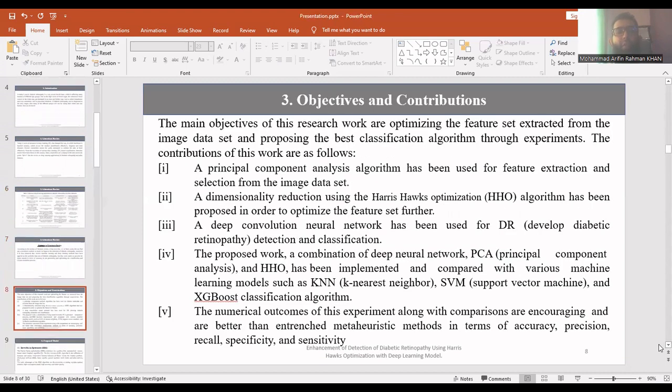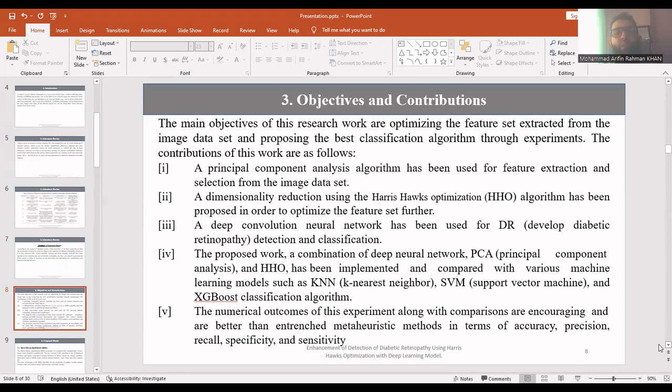Objectives and contributions. The main objectives of this research work are optimizing the feature set extracted from the image dataset and proposing the best classification algorithm through experiments. The contributions of this work are as follows. 1. A principal component analysis algorithm has been used for feature extraction and selection from the image dataset. 2. A dimensionality reduction using the Harris-Hawkes optimization, whose short abbreviation is HHO algorithm, has been proposed in order to optimize the feature set further.